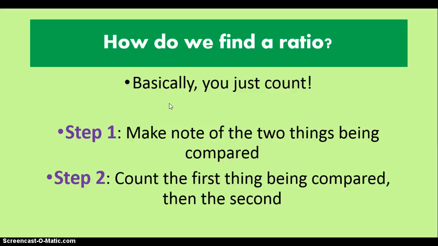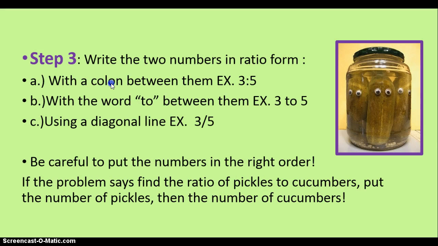So the first step is to make note of the two things being compared. If you're given a picture, figure out what they're trying to have you compare. So maybe you're going to be comparing apples to oranges. Make sure that you can recognize the pictures, and you're going to be counting two separate things. Then the second step is you're going to count the first thing, and then you're going to count the second thing. So you count, say, the number of apples, and then the number of oranges. And then the next step is you're going to write the two numbers in ratio form, and that's basically all you have to do to find a ratio.